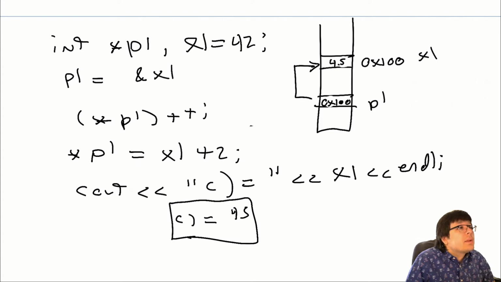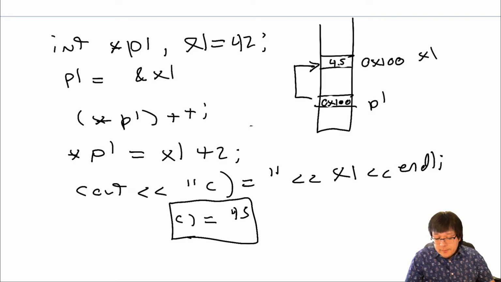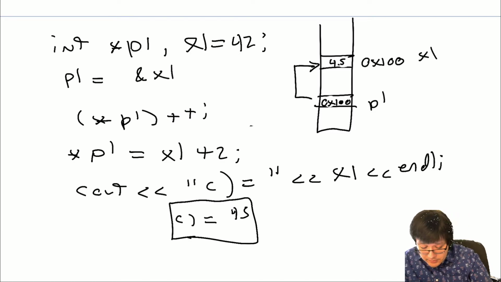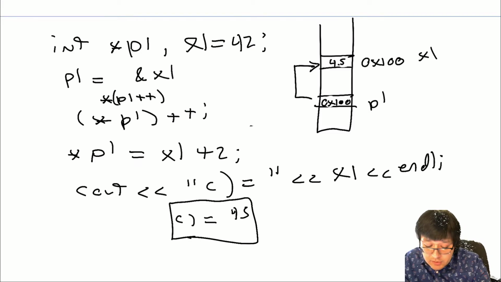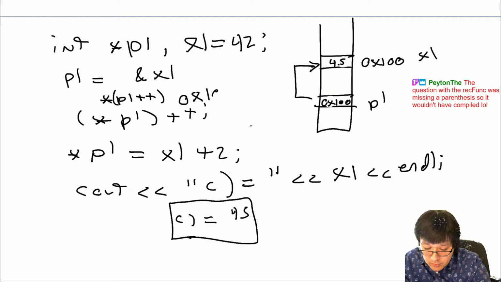If we didn't have the parentheses for the asterisk P, we would be incrementing the address, right? Yes, correct. So in an alternate universe, if you had the following line of code, I do believe that the increment takes precedence over the dereferencing. So you would be incrementing the address and then trying to dereference that. You would be essentially dereferencing address 0x104, not 0x101, but 0x104, because of the way pointer arithmetic works.